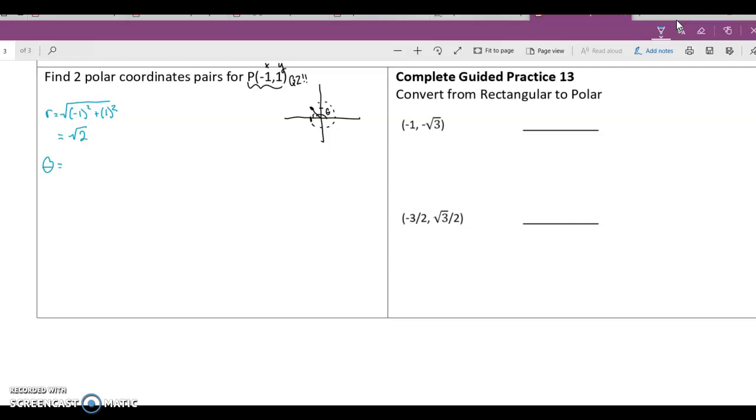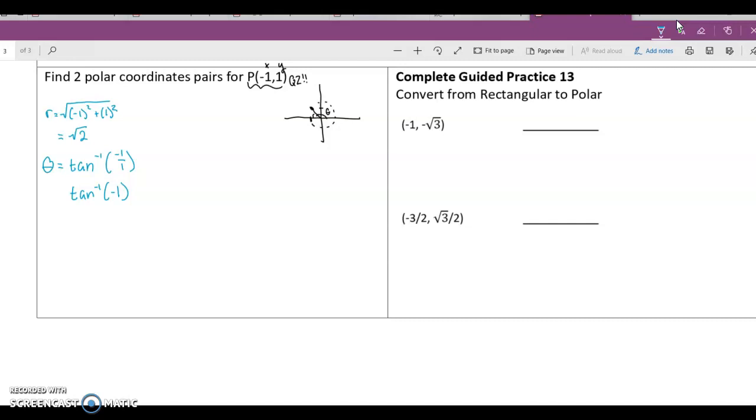So this is going to be the square root of 1 plus 1, so square root of 2. And then theta is equal to tan inverse of negative 1 over 1. So tan inverse of negative 1. This is where it becomes important that we are in quadrant 2, because if you type into your calculator tan inverse of negative 1, it will spit out at you a negative angle that is in quadrant 4 because of our restrictions on our inverse tangent.